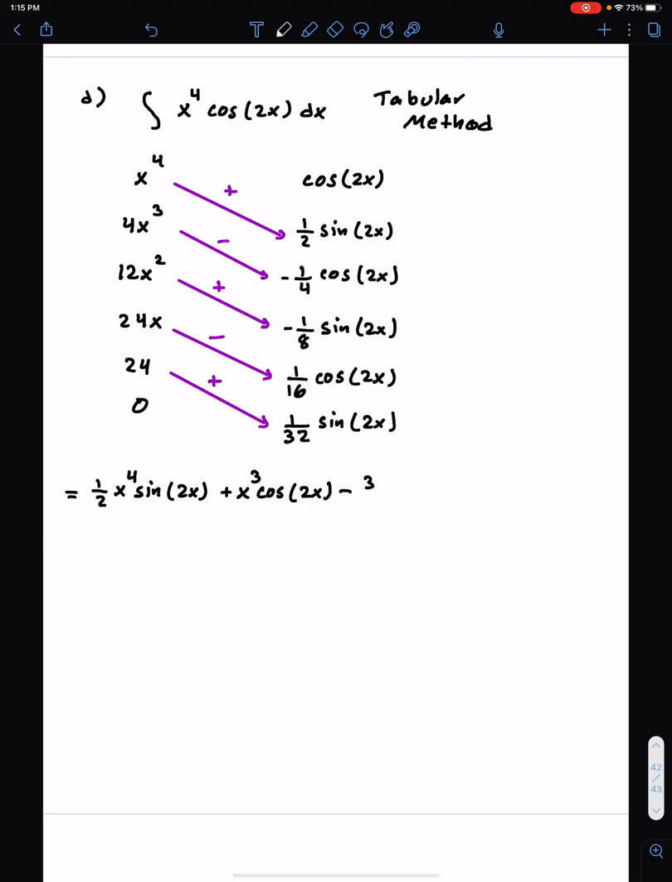Then the next product, which turns into minus 3/2 x squared sine 2x. I'll continue below. Minus 3/2 x cosine 2x. And then last term, plus 3/4, 24/32 is 3/4, sine of 2x. And then plus some constant of integration.